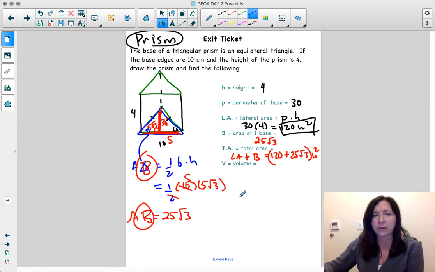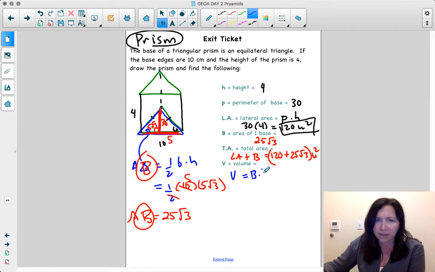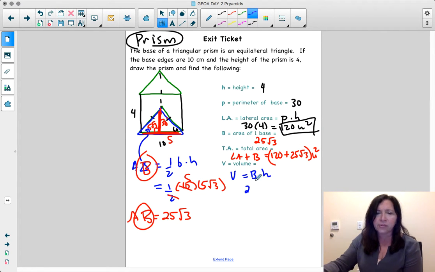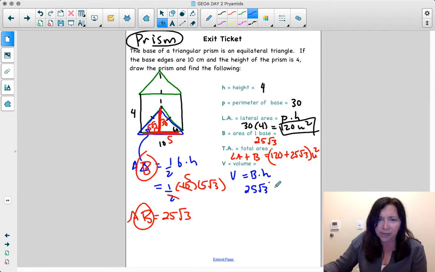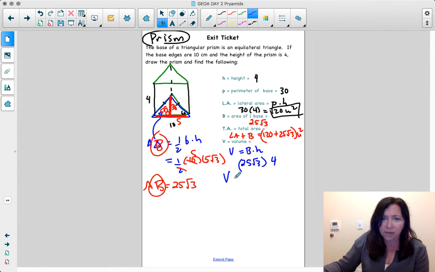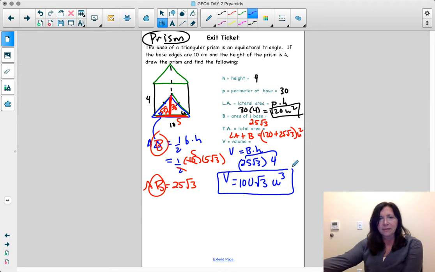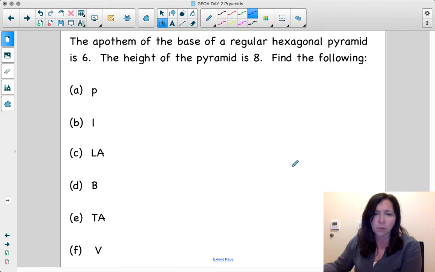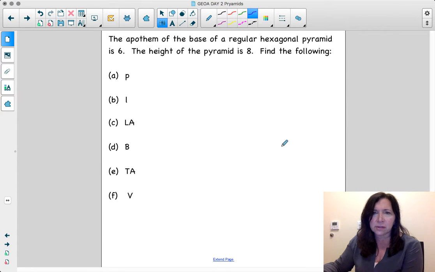Lastly, we need to find the volume. And the volume is equal to the area of one base times the height. So the area of one base, oh, we already have that, is 25. Oh, excuse me. Hold on. Yeah, that's right. Area of one base times the height. I thought I was dealing with pyramids again. So 25 root 3 times my height, 4. So that's going to be my volume, volume equals 100 because 4 gets multiplied by 25. 100 root 3 units cubed. Okay? All right, cool. Now the second one, though, this one is a pyramid.